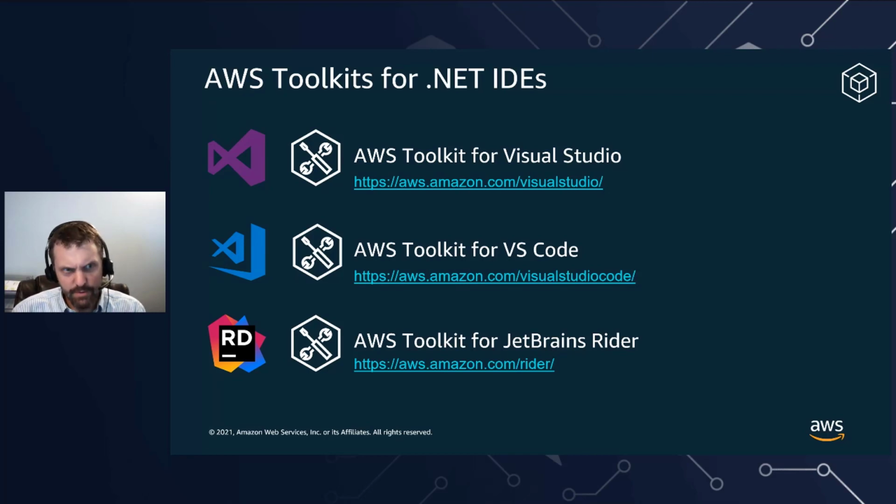And if you're not familiar with Rider, it's an alternate IDE from JetBrains that has gained quite a bit of traction within the .NET community. The AWS Toolkit for JetBrains Rider is an open source plugin that, similar to VS Code, makes it easier to create, debug, and deploy .NET applications on AWS with a focus on serverless development.